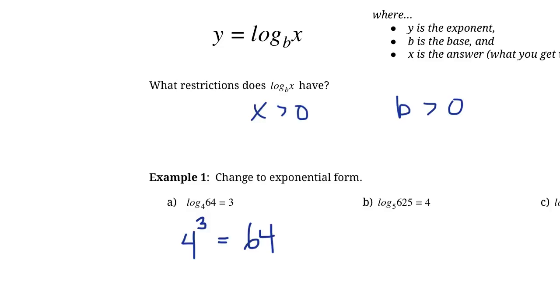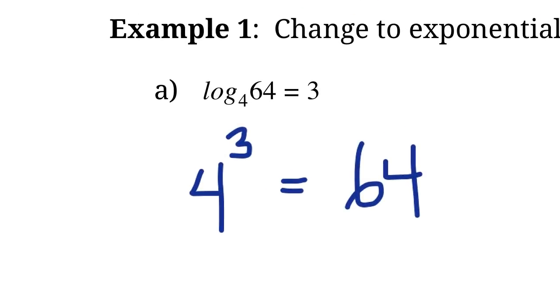The way I actually like to remember how to do this is, zooming in here, I like to remember that 4 to the power of 3 gives me 64. It's sort of like you follow this arrow. 4 to the power of 3 gives me 64. And that is sort of like your hint at how these log functions work.